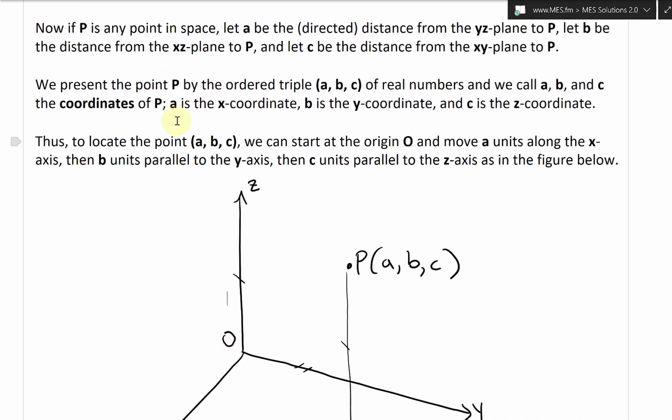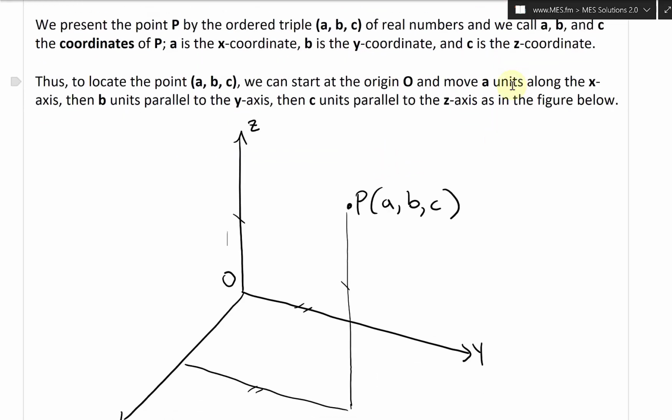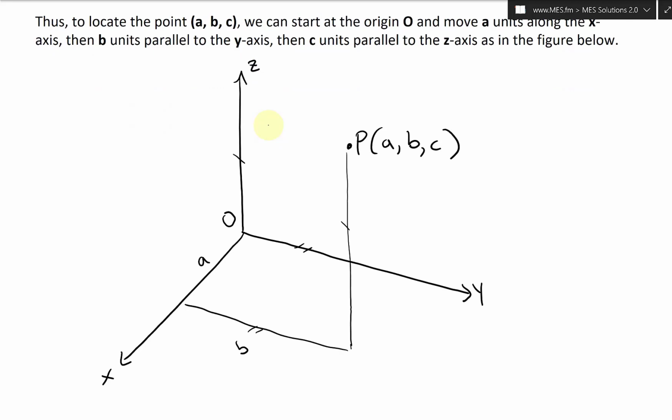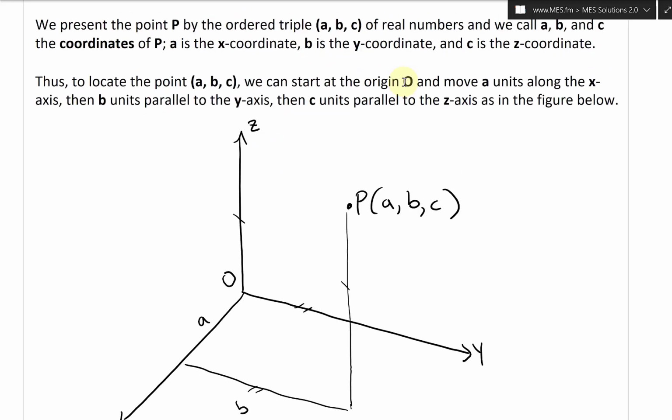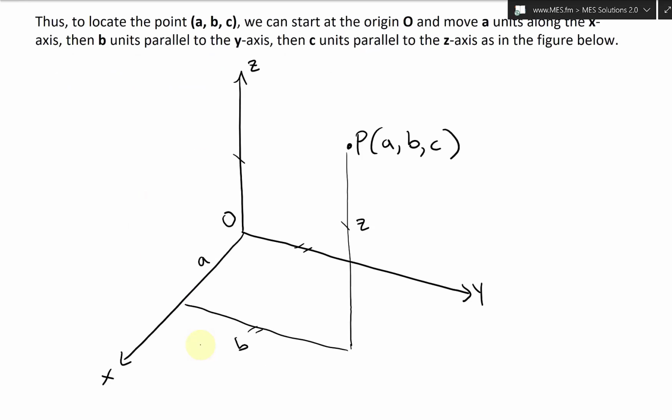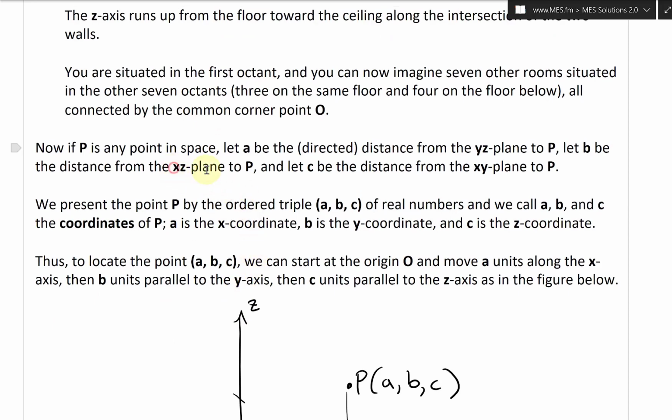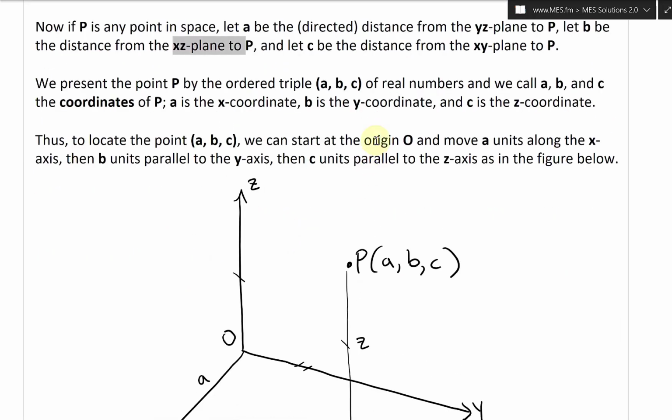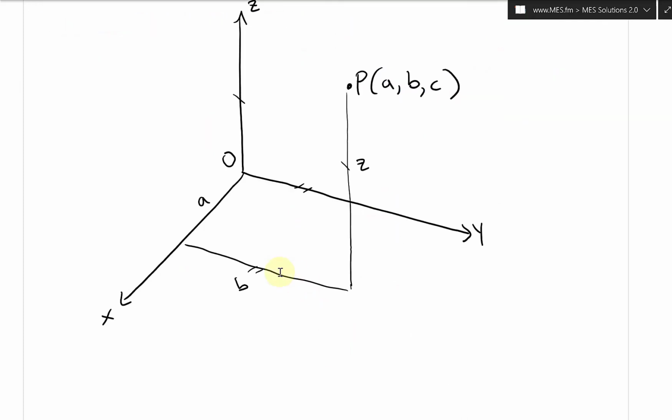So this distance from the ZY plane is the X coordinate. In other words, we can start from the origin 0 and move A units along the X axis. So there are the A units, and then B units parallel to the Y axis, that's B, like that, and then C units parallel to the z-axis, like this. So this distance B is the distance from the XZ plane. And then C is the distance from the XY plane to P. So this is the XY plane, and there's the z.